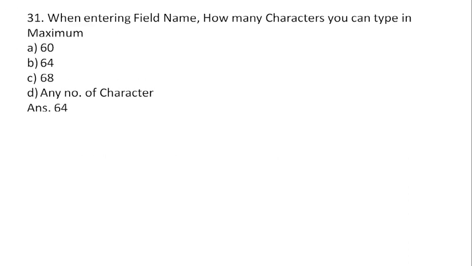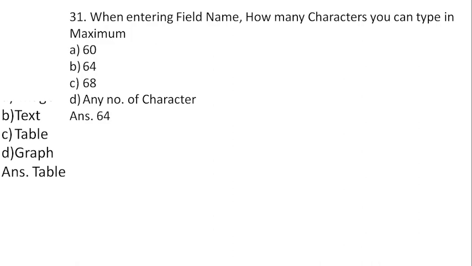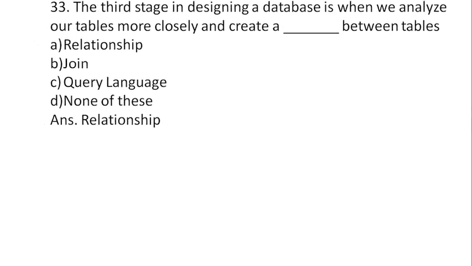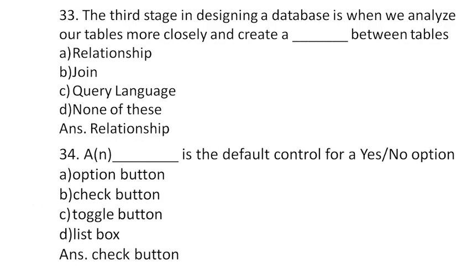Next, when entering field name how many characters you can type in maximum? Answer হলো 64. In which of the following formats data is sorted in the database management system? Answer বলছে table. Next, the third stage in designing a database is when we analyze our tables more closely and create a dash between tables. Answer বলছে relationship. Next, a dash is the default control for a yes or no option. Answer বলছে check button.